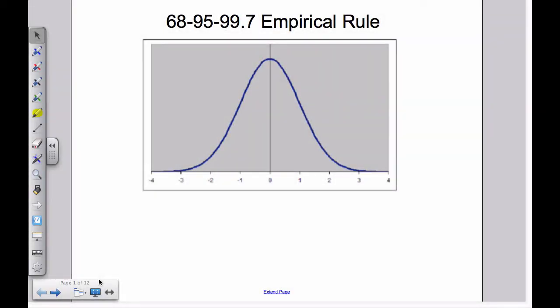This lesson is going to be working on what we call the empirical rule, the 68, 95, 99.7 rule. And we will also be working with the standard normal distribution, or how to use the Z table, or Table A, from your book for statistics. First thing we're going to talk about is the 68, 95, 99.7 rule.